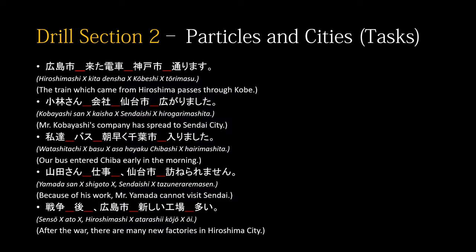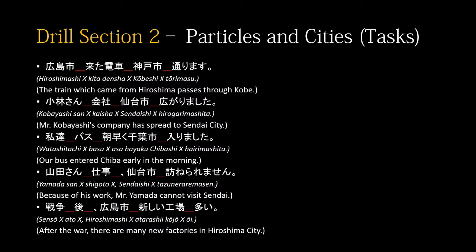Once again, the entire list. First sentence, Hiroshima-shi, empty, Kita-densha, empty, Kobe-shi, empty, torimasu. The second sentence, Kobayashi-san, empty, Kaisha, empty, Sendai-shi, empty, hirogari mashita. The third sentence, Watashi tachi, empty, basu, empty, asa hayaku, Chiba-shi, empty, hairimashita. The fourth sentence, Yamada-san, empty, Shigoto, empty, Sendai-shi, empty, tazuneraremasen. And the final sentence, Senso, empty, Ato, empty, Hiroshima-shi, empty, Atarashi Kojo, empty, Oi.